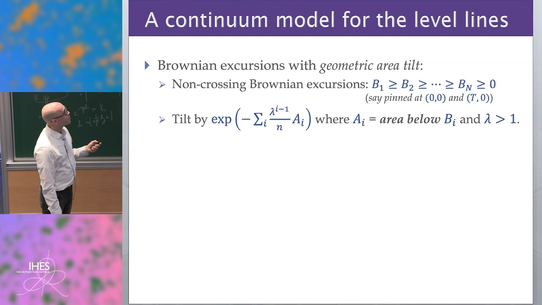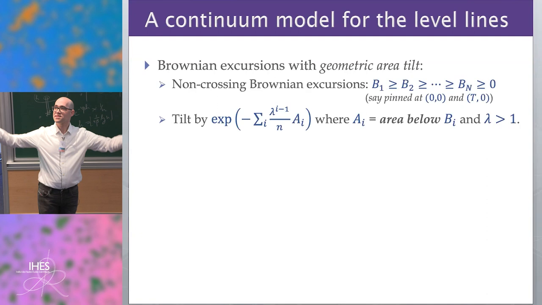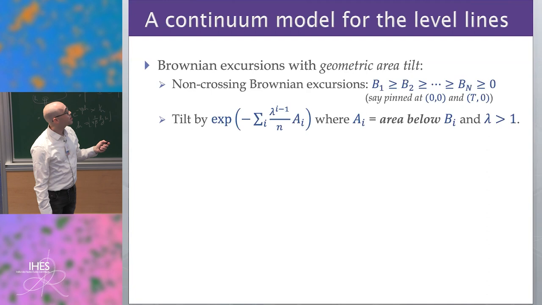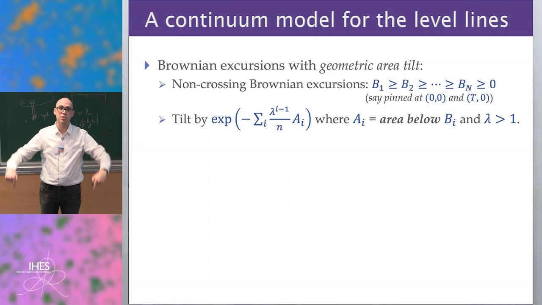It's important for me, but I'll say it in a second. Let's look at this term. The ith curve, well, they're all positive. The ith curve has some area below it. You're going to tilt it by this area, with a minus sign, so the curve is going to feel that it wants to stay close to height zero.